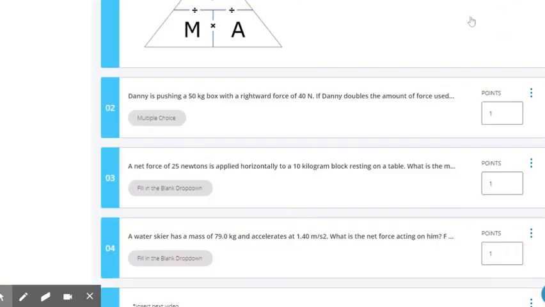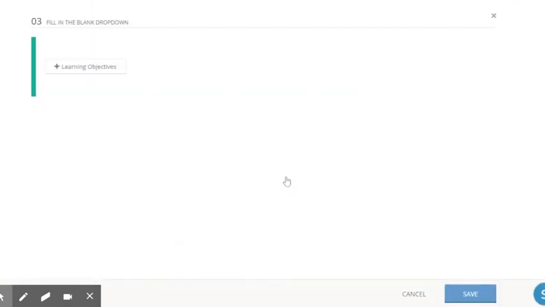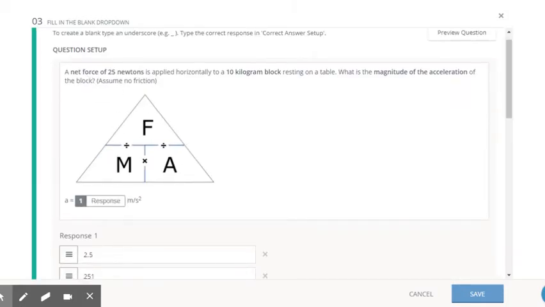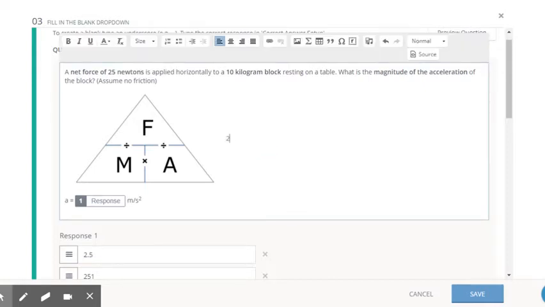All right, let's look at the next problem. So we gave you the triangle here. We have a net force of 25 applied horizontally to a 10-kilogram block. What is the acceleration? Well, since we're looking for A, if you want to use the triangle, if you cover it up, you see that we have to divide 25 divided by 10. When you do that, you should get 2.5. Okay, that is 25 divided by 10.